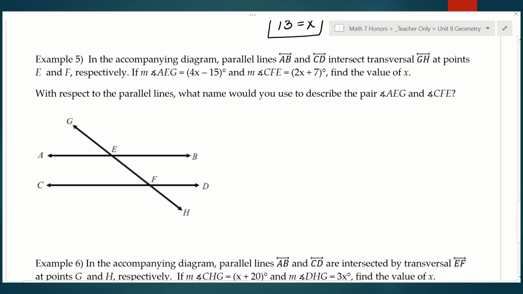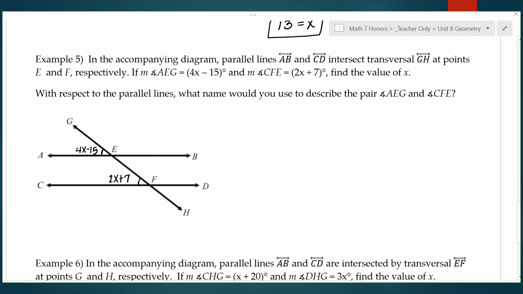Okay, so again, we have these two parallel lines. They're telling us the transversal intersects them at points E and F. And we know the measure of angle AEG, so AEG would be right here, is 4x minus 15. And CFE is this angle here, and that's 2x plus 7.